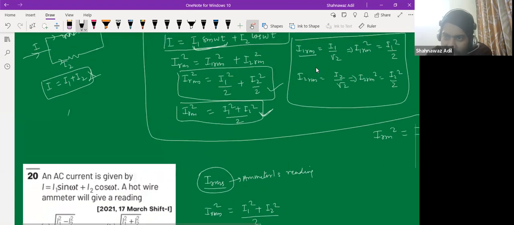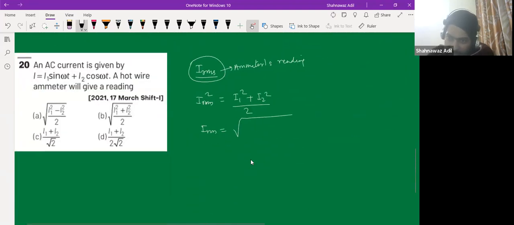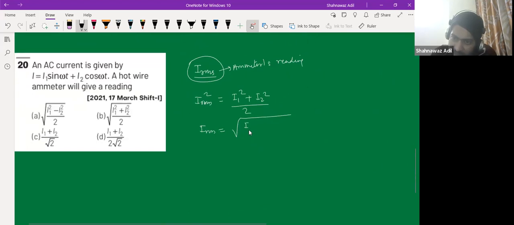Did you understand this derivation? Did you understand this part? So then if we take the root, then it will be I1 plus I2, the whole, then root 2 by root 2, right? So then this would be the third option.